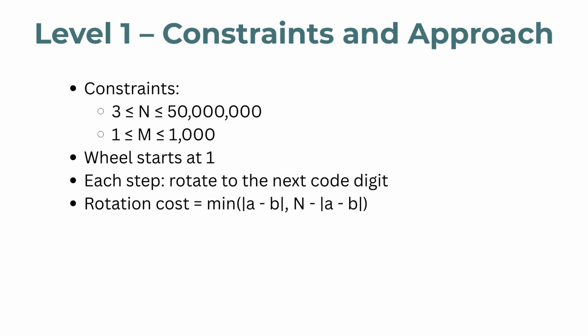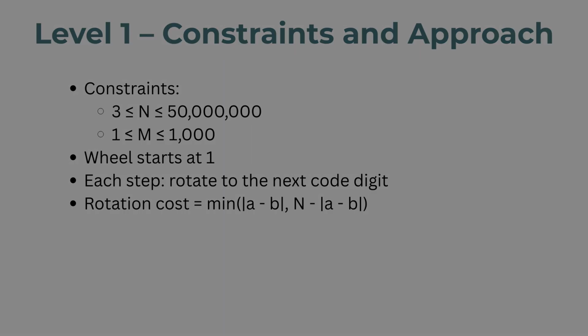In level 1, we have up to 50 million positions on the wheel and up to 1,000 code digits. Since we only move from one number to the next, we can solve this efficiently by calculating the shortest circular distance at each step, either clockwise or counterclockwise, using the formula: minimum of absolute difference and its complement.